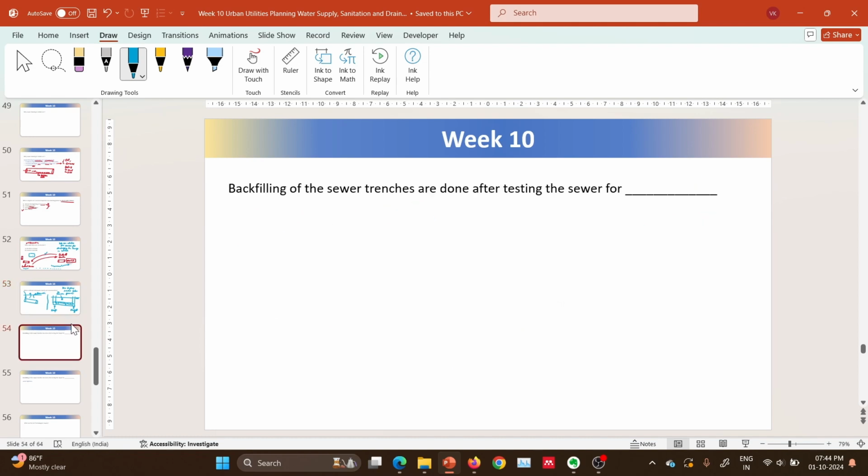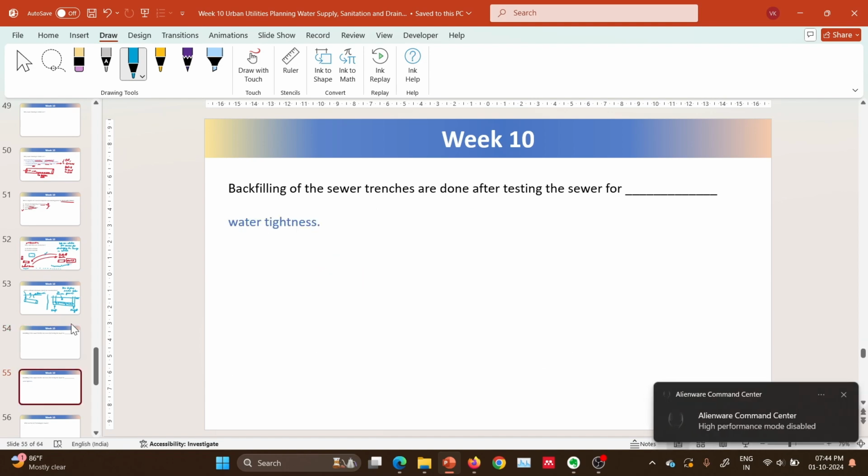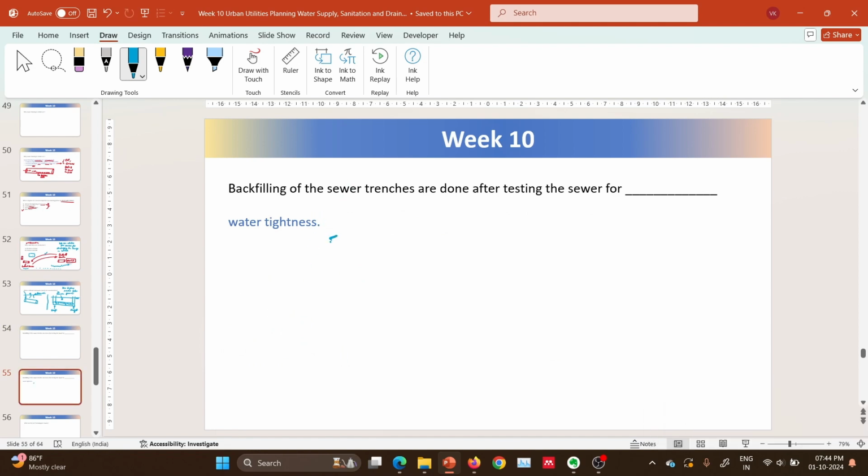Backfilling of sewer trenches is done after testing the sewer for water tightness. Sewers have joints, and joints may leak. That's why a water tightness test is required for leakages.